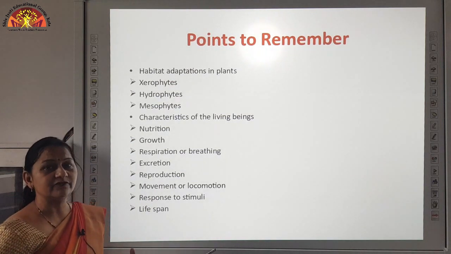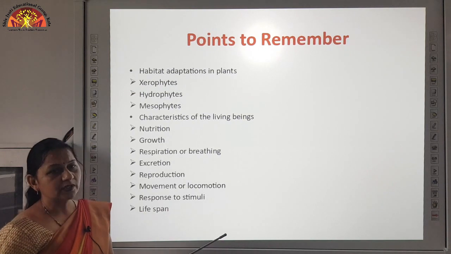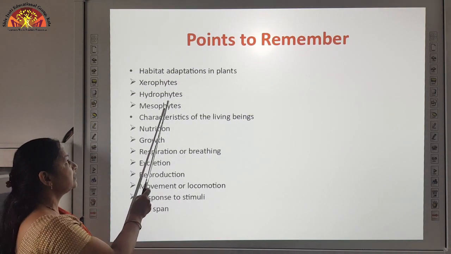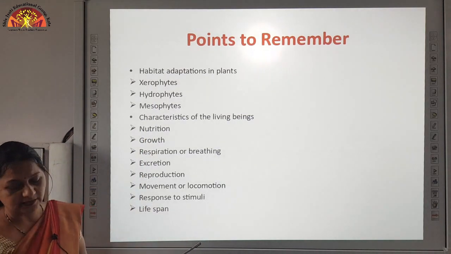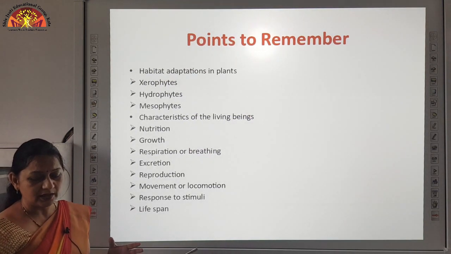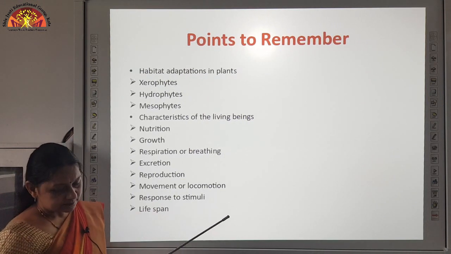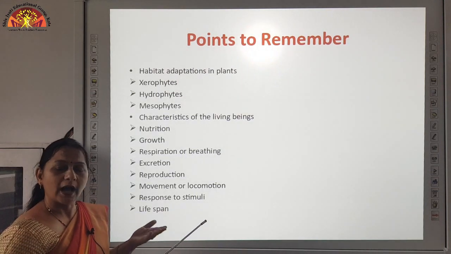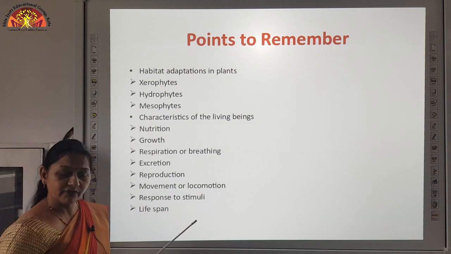These have a waxy covering so that they do not rot when they are kept in water, but the root system is very poorly developed in hydrophytes. Then mesophytes. Mesophytes are the plants which grow in moderate conditions or moderate temperature, and trees like neem, mango, apple come under the heading mesophytes.